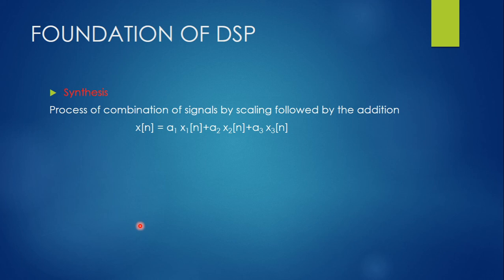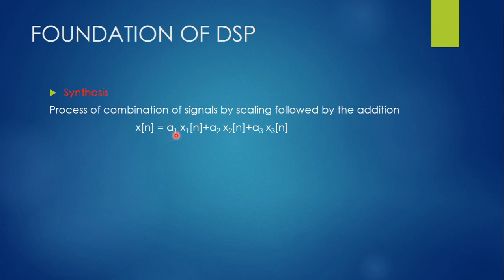What is synthesis? It is the process of combining signals by scaling followed by addition. We combine a number of signals x1, x2, x3. Scaling means multiplying them by some constants. x1 is multiplied by a1, x2 is multiplied by a2, x3 is multiplied by a3.